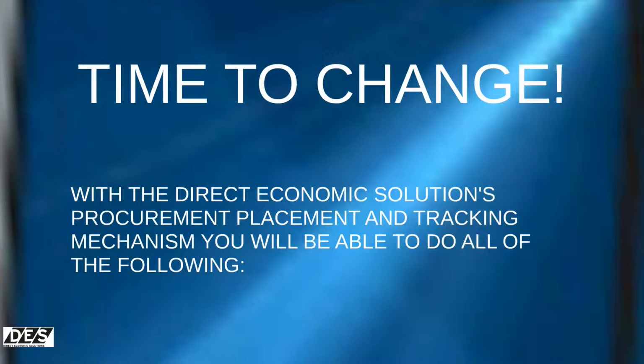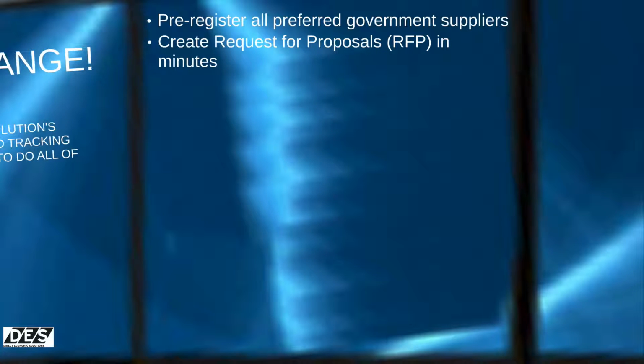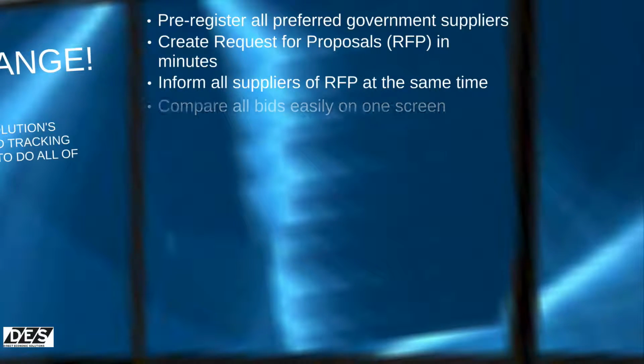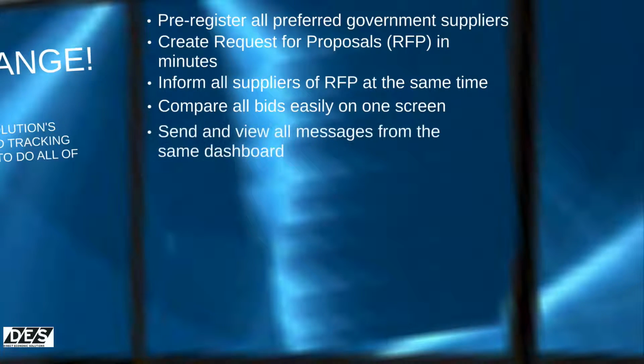Time to change. With the Direct Economic Solutions Procurement Placement and Tracking Mechanism, you will be able to do all of the following. Pre-register all preferred government suppliers. Create requests for proposals, RFPs, in minutes. Inform all suppliers of RFP at the same time. Compare all bids easily on one screen.